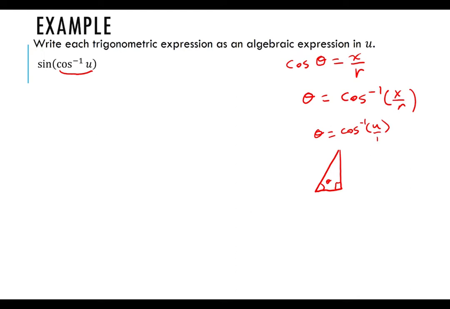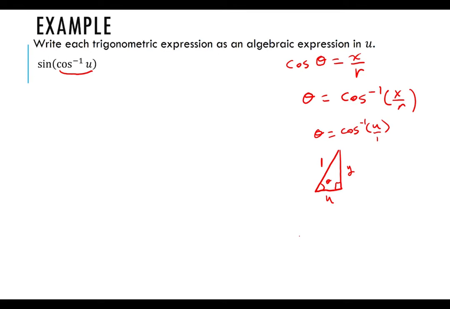Well, u could be written as u over 1, which really tells me that the radius, or the hypotenuse of this triangle, must be 1. And the x value, or the adjacent side, must be u. Well, if I have a right triangle, then I can use the Pythagorean theorem to find this, let's call it a y value, thinking about that unit circle application.